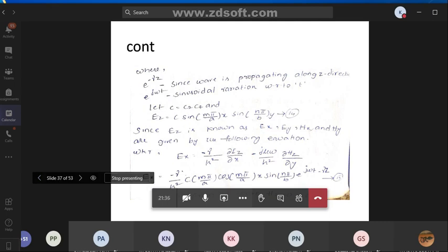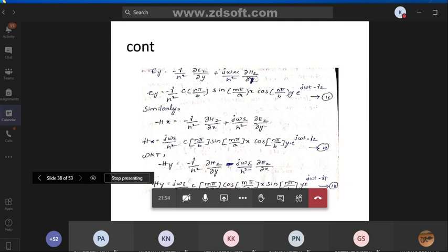Minus gamma by h square, C m pi by a cos m pi by a x sin n pi by b y, e power j omega t minus gamma z. So the Ex equation, Ey, and the Hx and Hy equations, right? We have discussed all four field components in the last session: Ex, Ey, Hx and Hy.